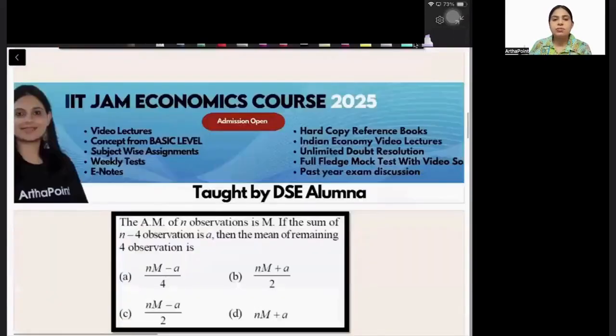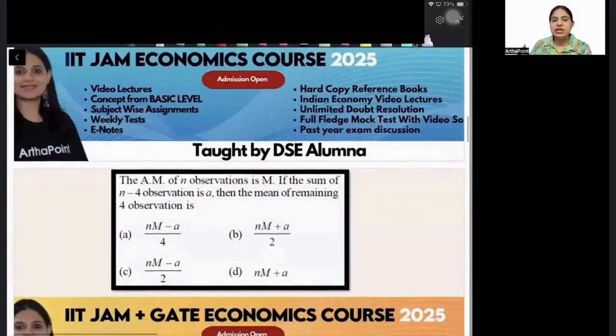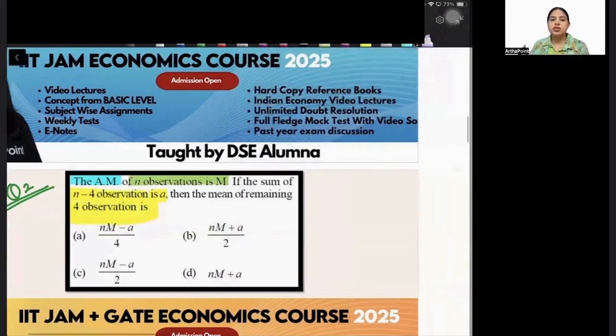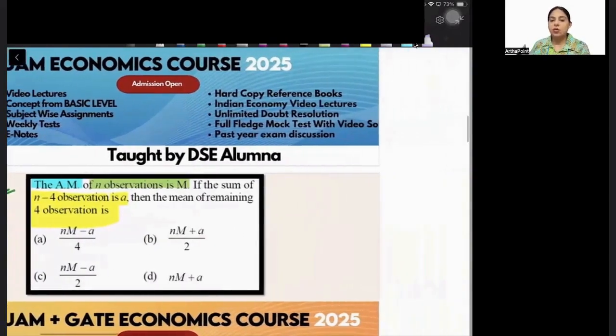Okay, beta. Question number 2 on your screen now. Try to solve this question yourself. Post your answer in the chat window. Then I will do this question. Read the question. The arithmetic mean of n observations is m. N observation का mean m है. If the sum of n minus 4 observations is a, the mean of the remaining 4 observations is... The arithmetic mean of n observations is m.